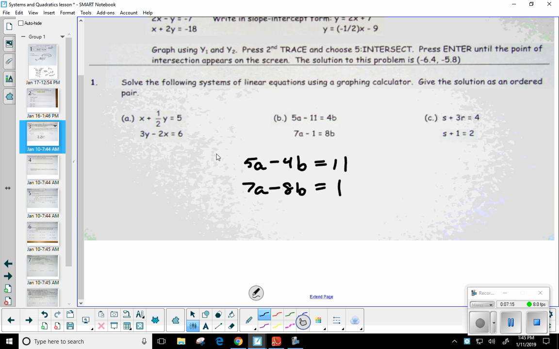And here's the thing about systems, really any method you choose is going to solve the system, with some exceptions. Has anybody ever heard of Cramer's rule? Okay, that's a method of using matrices and what we call determinants.